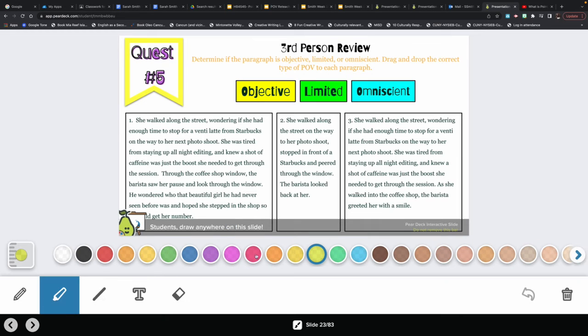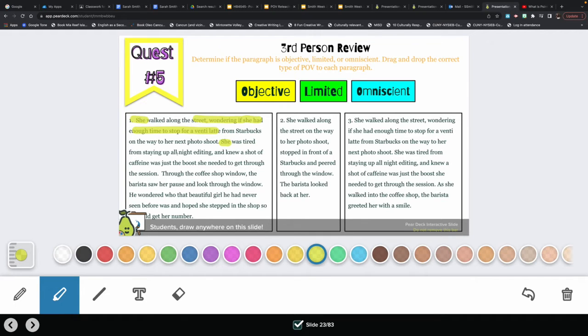Okay, so I have a few different things. She walked along the street wondering if she had enough time to stop for a venti latte. So I have one character's thinking right here. But it's also being told from an outside narrator, because if it was first person, it would say, I walked along the street wondering if I had enough time.